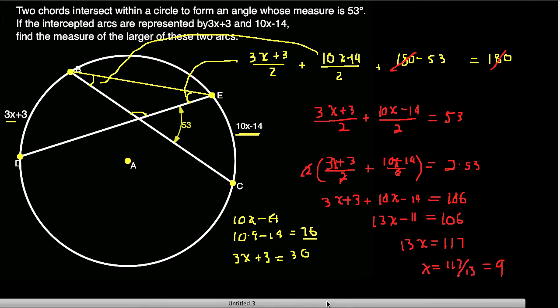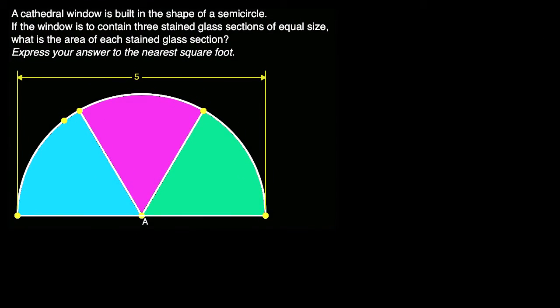Okay, let's do one more problem. This problem right in here. A cathedral window is built in the shape of a semicircle. If the window is to contain 3 stained glass sections of equal size, what is the area of each stained glass section? Express your answer to the nearest foot.